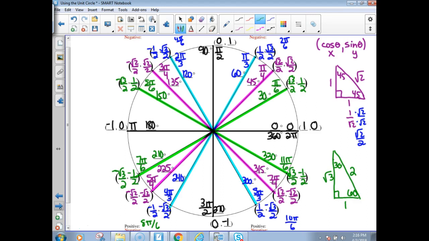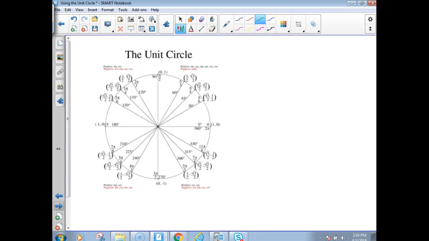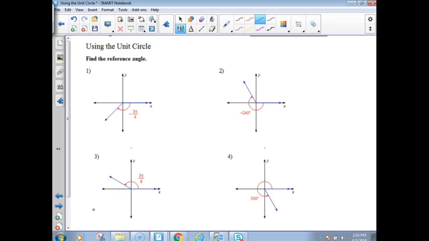Okay, now we're going to look at how to use it. Okay, this on your worksheet 18A. Okay, there's a couple ways.